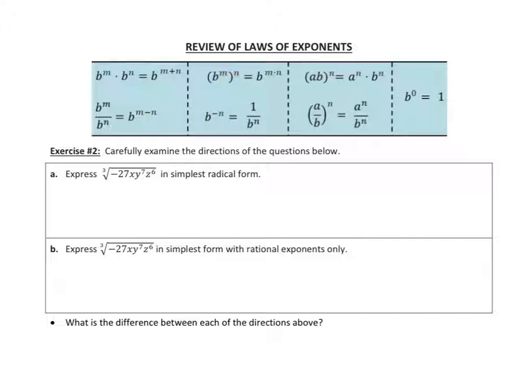Power to a power says multiply. Negative exponents move to the denominator. When you have parentheses, every term gets raised to that power. Whether it's multiplying or dividing, every term gets raised to that power. And any term to the 0, of course, is 1.